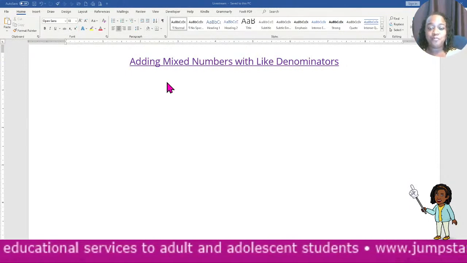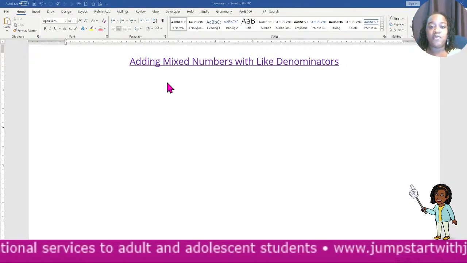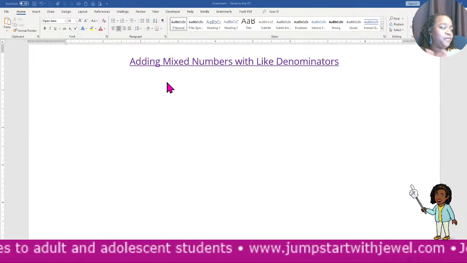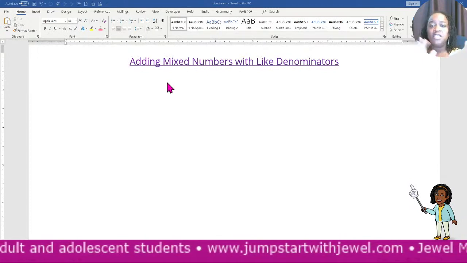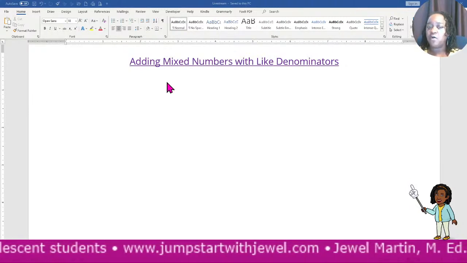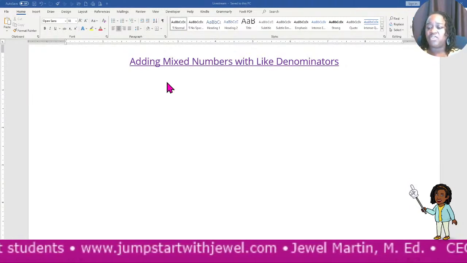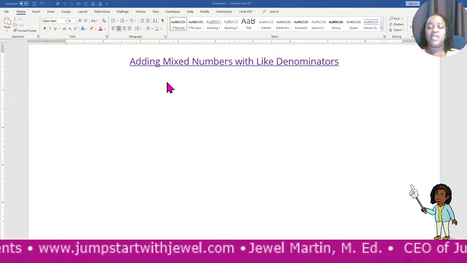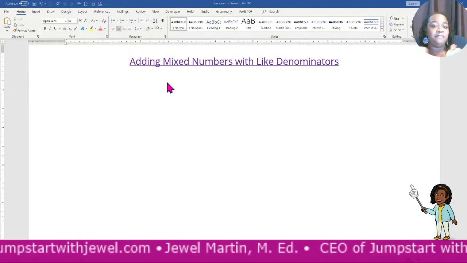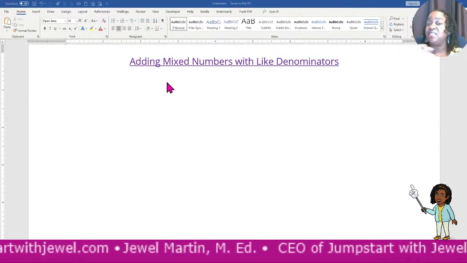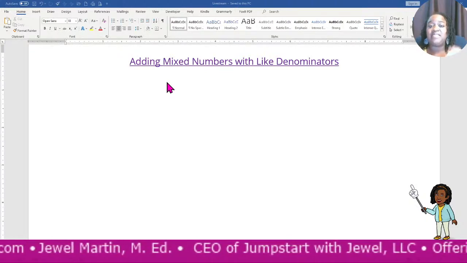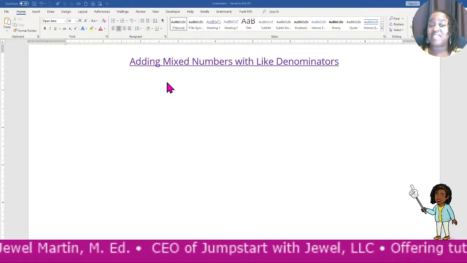So today we're going to go over adding mixed numbers with like denominators. We've been going over fractions for the past couple weeks now, just a little bit at a time. If fractions are difficult for you, you can go back if you want and watch the other videos as well. But today we're going to be dealing with mixed numbers that have like denominators. When you hear the word like denominators, it means that the denominators are the same.